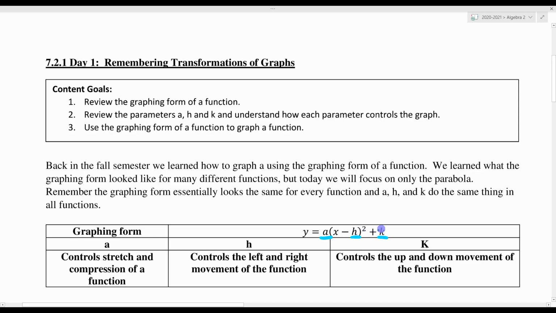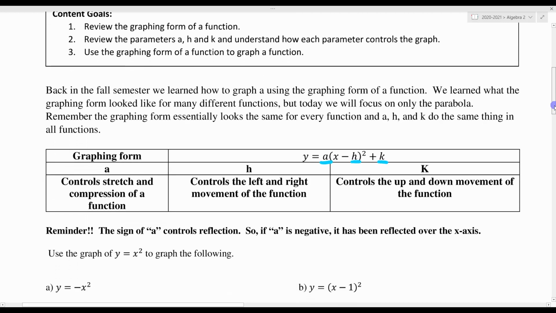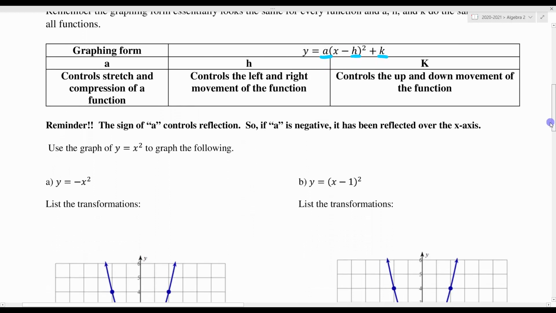And then we have the k value. This controls our up and down movement of the function. So if I wanted to slide my parabola up or down, this is the one that does that. So if we saw a +3 here, that means our parabola would go up 3 units. All right. So just a quick review of those three parameters. We're actually going to use those now and see what these transformations look like. And like I said, a lot of this should look very, very familiar.